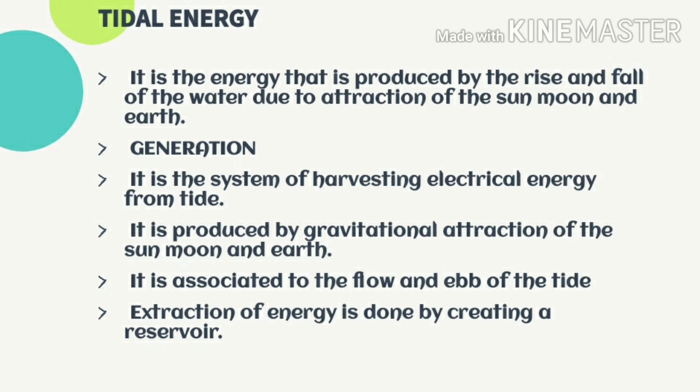The extraction of energy is done by creating a reservoir or a barrage. During high tide, the water flows into the barrage and turns the turbine, which in turn produces electricity by rotating the generator. And during low tide, the reverse happens. Whatever water is stored in the reservoir flows out of it, and in turn it moves the turbine. Thus generation of electricity is there. That's how tidal energy is produced.